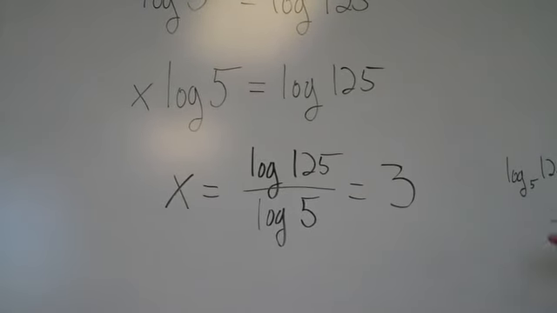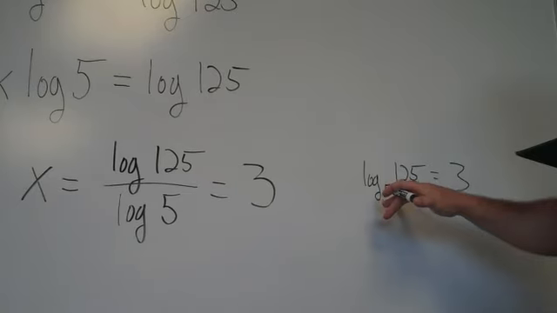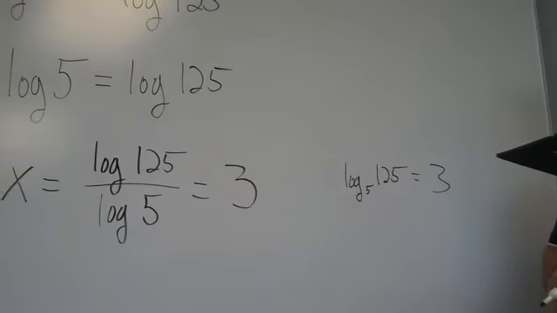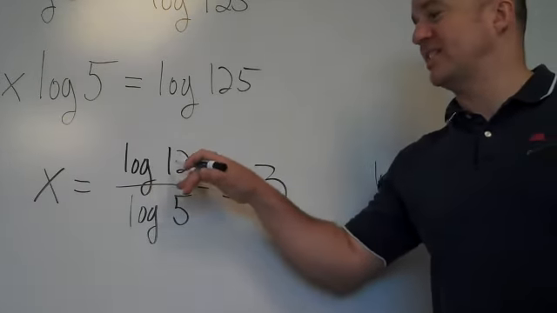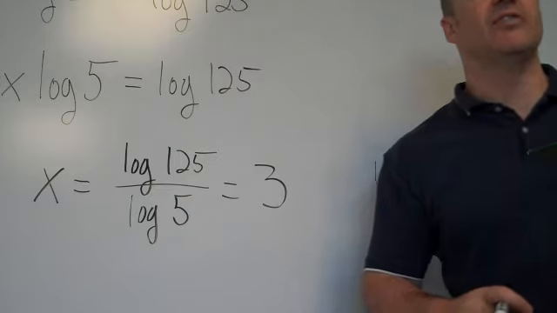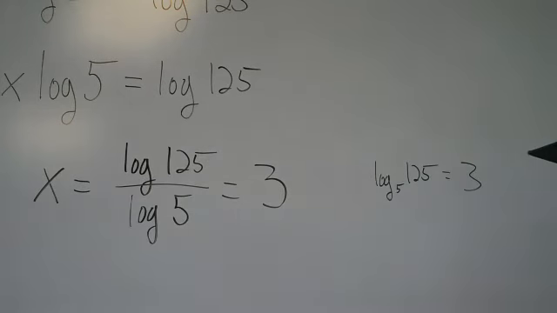What we've just done here, you don't have to get this, but it might be helpful. We've just actually proved the change of base rule. Because log base 5 of 125 can be rewritten as log base 10 of 125 over log base 10 of 5. So this is actually where the change of base rule comes from.